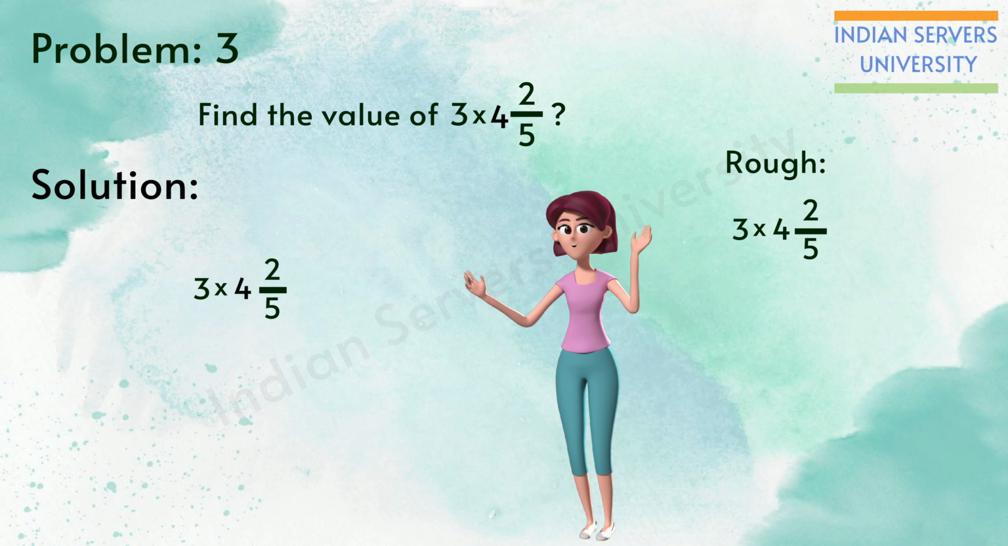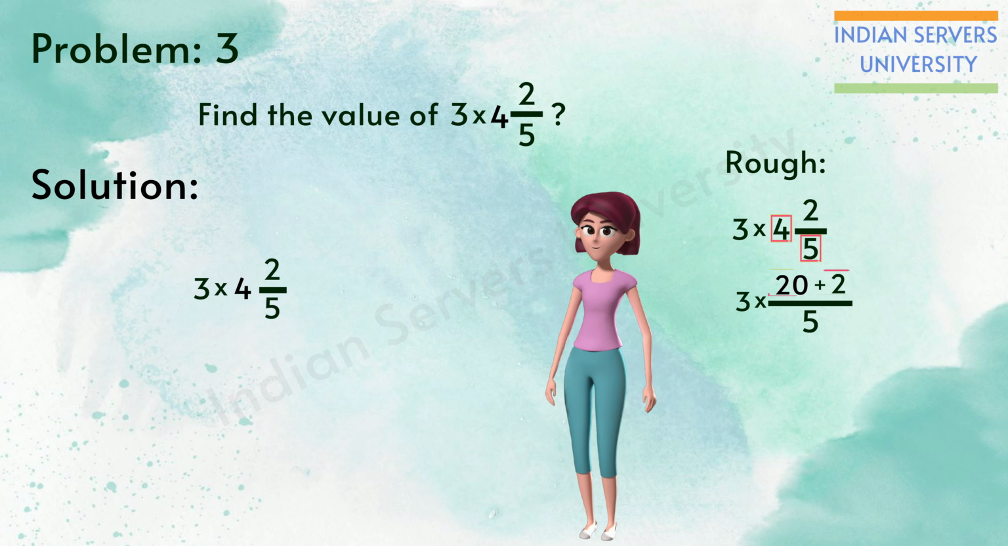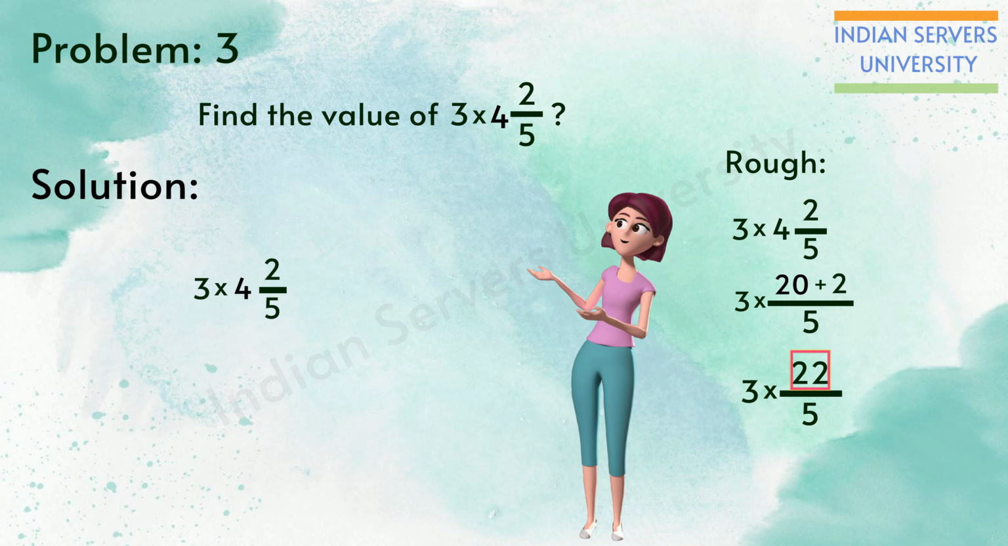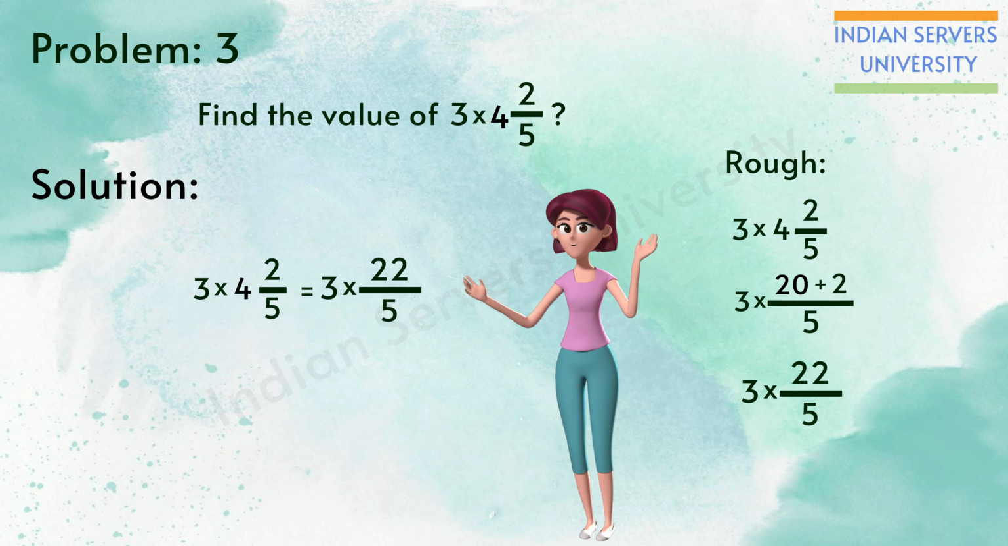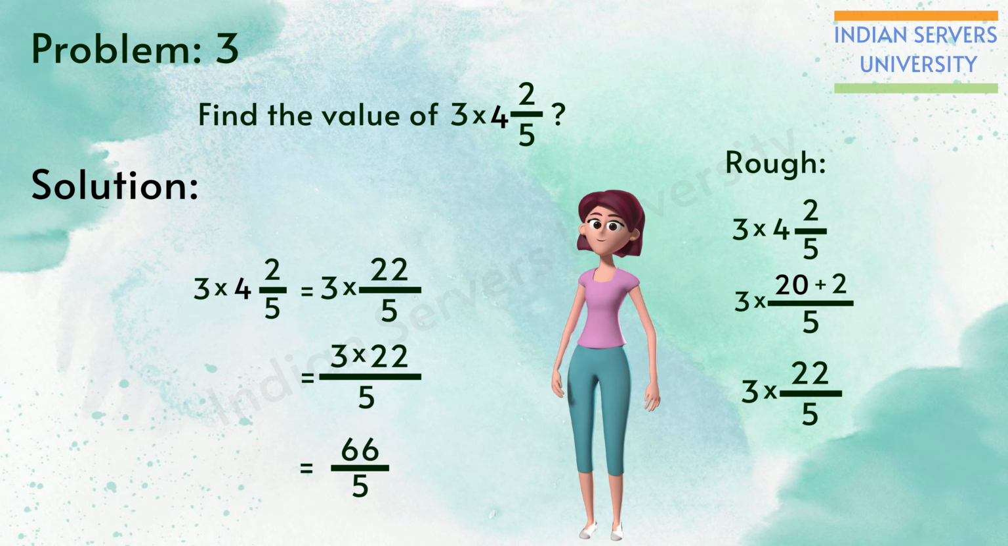Next problem, 3 into 4 and 2 by 5. 4 and 2 by 5 అనే మిక్స్డ్ ఫ్రాక్షన్ ని నార్మల్ ఫ్రాక్షన్ గా ఎలా రాస్తాం 5 into 4 20, 20 plus 2 22 by 5. So 3 into 22 by 5. ఇక్కడ 3 into 22 అంటే 66 by 5.